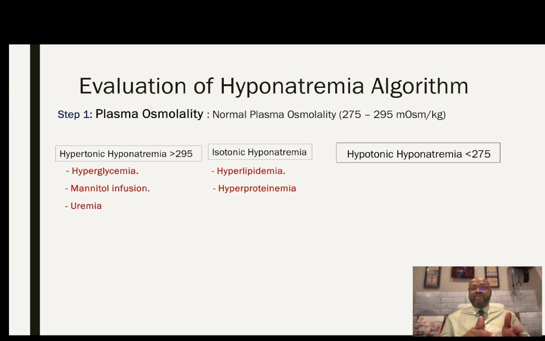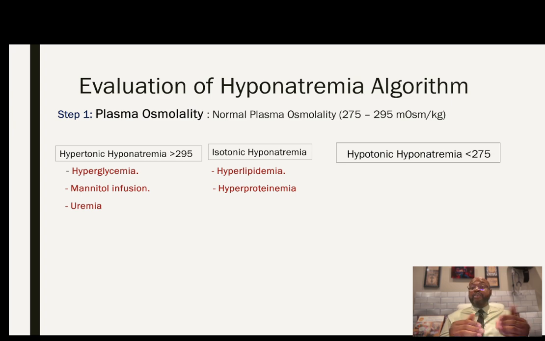The formula is 2 times sodium plus glucose over 18 plus urea divided by 2.8 plus alcohol. So if you look at that formula, you realize that glucose is incorporated there, sodium is there, BUN or your urea is there, as well as alcohol. So these are things that contribute to osmolarity. Now, I'm not going to go into the difference between osmolarity and tonicity and what is effective osmol and stuff like that. That's advanced nephrology stuff, but these substances contribute to osmolarity.